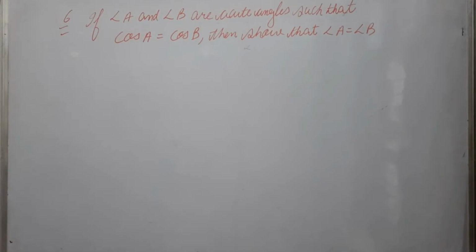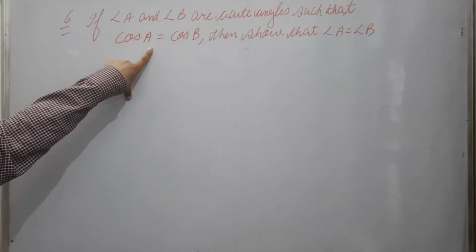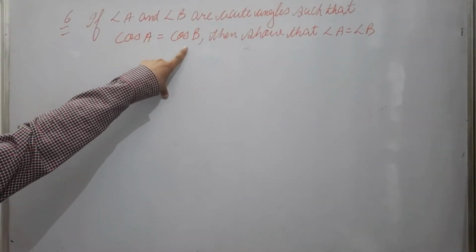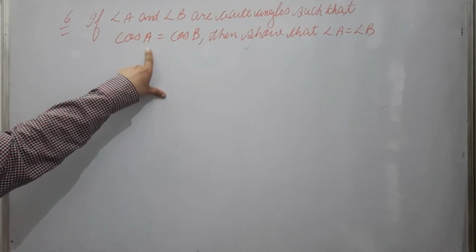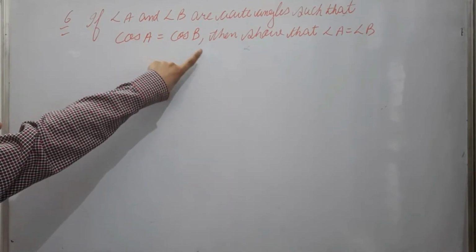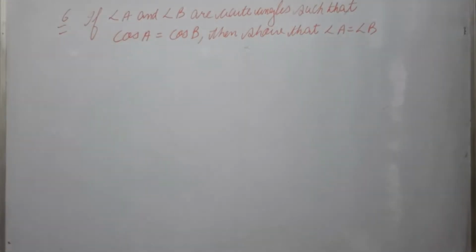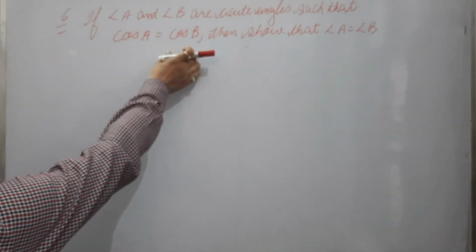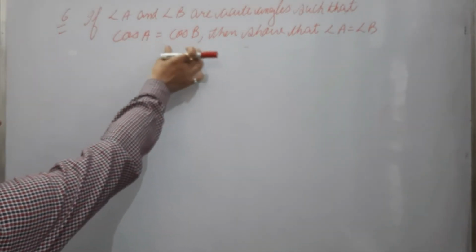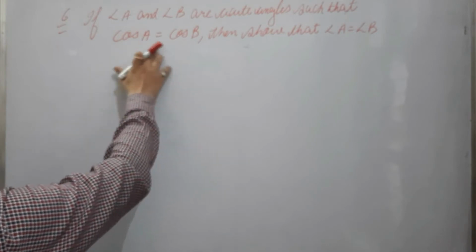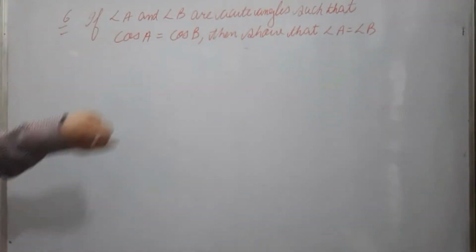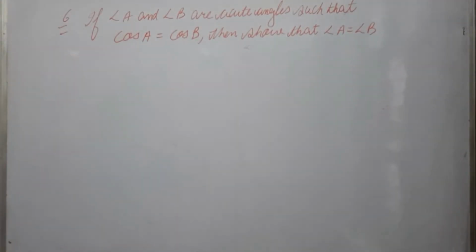Question number 6. If angle A and angle B are acute angles such that the cosine of angle A is equal to the cosine of angle B, then show that angle A is also equal to angle B. If their T ratios are equal, it means we have to show that their angles are also equal. So we are talking about the two acute angles, right?